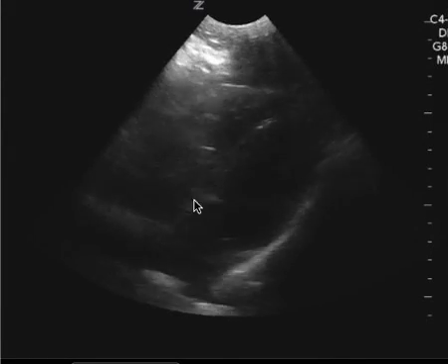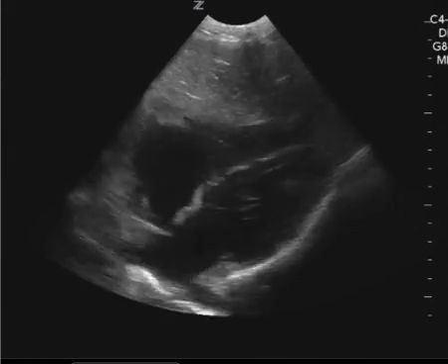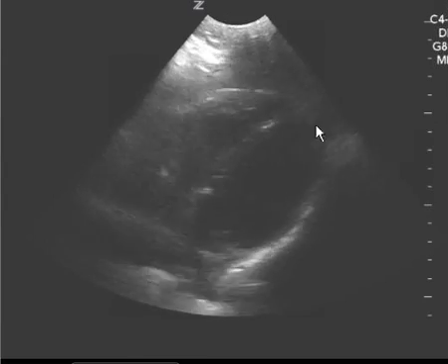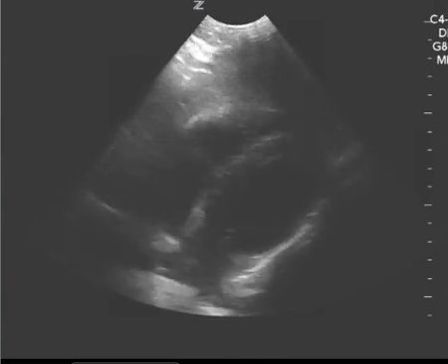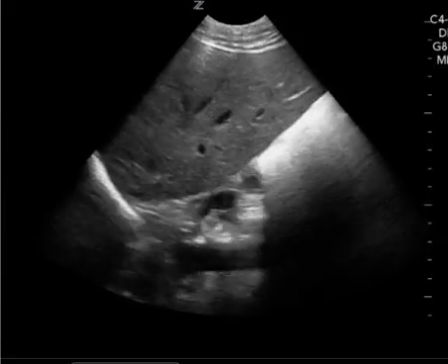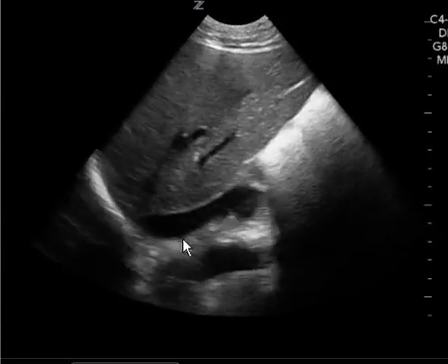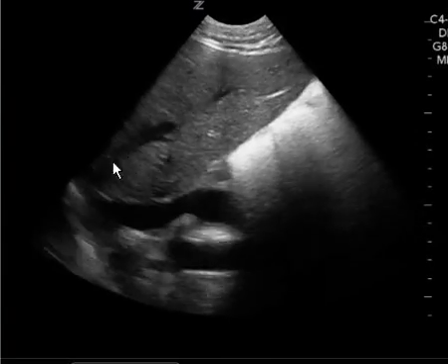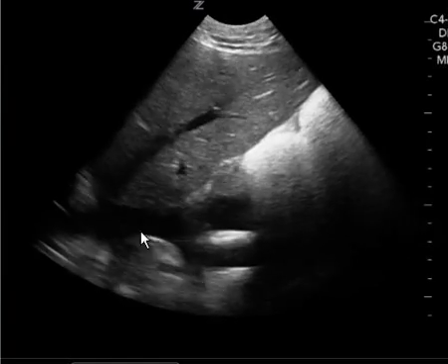There's a FAST exam. This is your subxiphoid view. You can see both the anterior and posterior portions of the pericardium. You can see that there's clearly no free fluid. This is the right upper quadrant, and you do have a good view at the beginning of the diaphragm, which is really important to look for fluid in the chest.